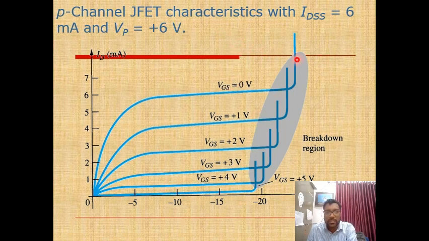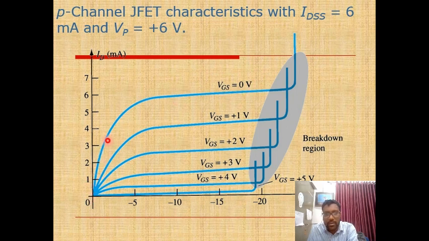Now this is the same thing that we have seen in the case of P channel. In the case of P channel, the VGS needs to be a positive gate voltage. That means the plus terminal of the battery will be connected to the gate terminal and the minus terminal of the battery will be connected to the source terminal. In the case of VGS 0, that 0 volt means there is no gate to source voltage.